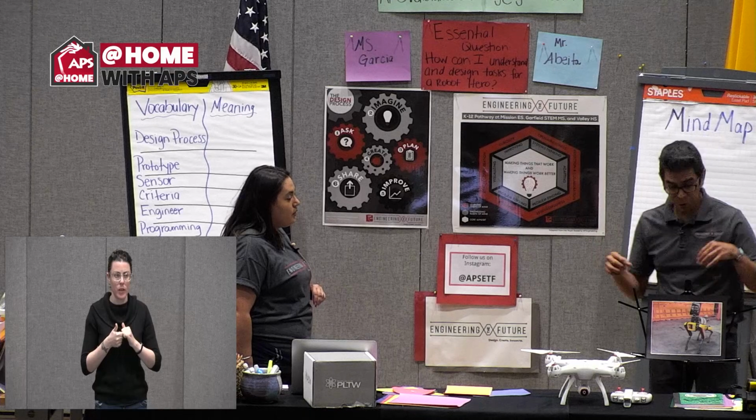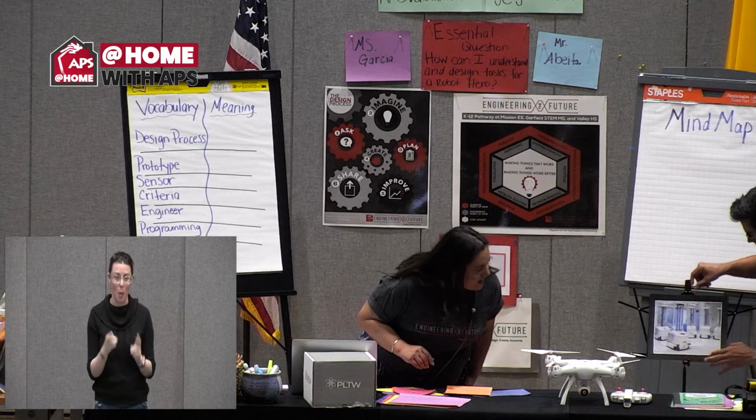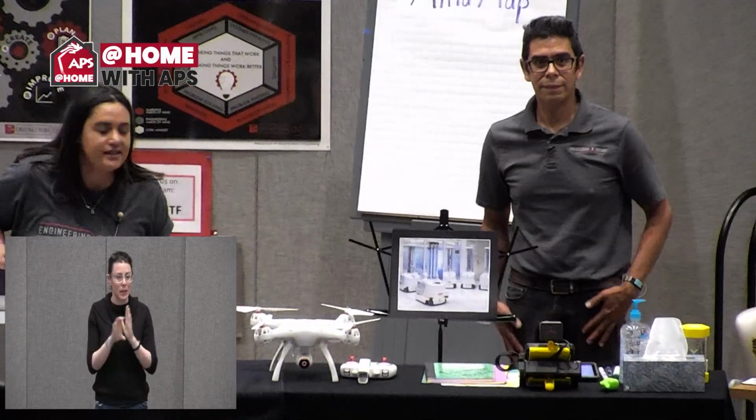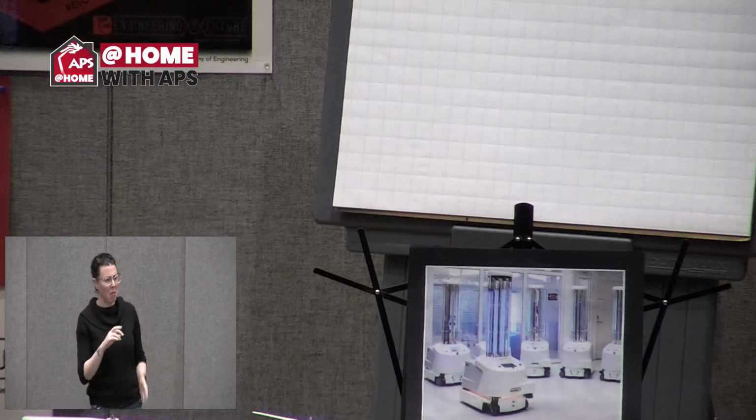Okay. Now, we have one more robot to share. I forgot to bring up the UV robot. I didn't see one. It's a picture. Oh, okay. Here's my picture of the UV robot. UV. What does UV stand for? That's a very good question. UV stands for ultraviolet.